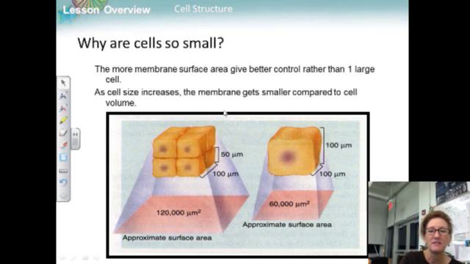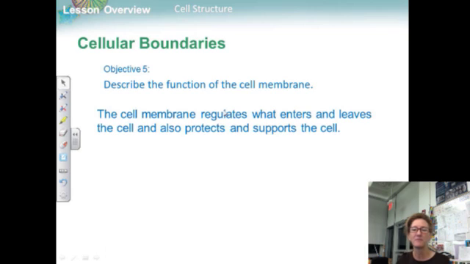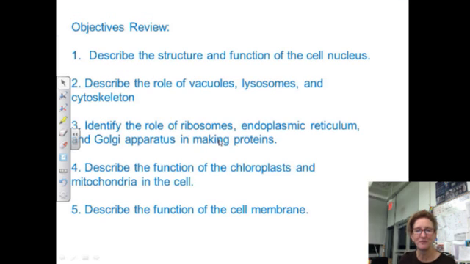So objective 5 is to describe the function of the cell membrane. The cell membrane regulates what enters and leaves the cell and also protects and supports the cell. Objective review. Let's ask yourself: can you describe the structure and function of the cell nucleus? Can you describe the role of vacuoles, lysosomes, and cytoskeleton? Can you identify the role of ribosomes, endoplasmic reticulum, and the Golgi apparatus in making proteins? Can you describe the function of chloroplasts and mitochondria in the cell? And finally, can you describe the function of the cell membrane?